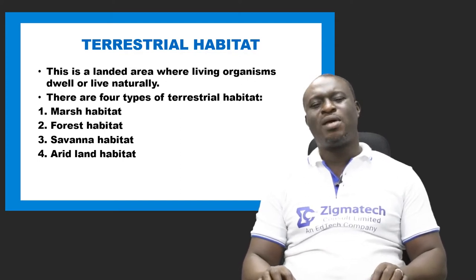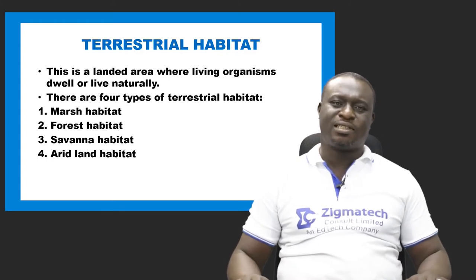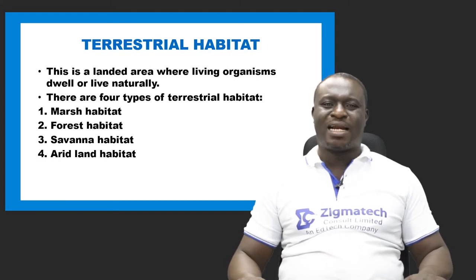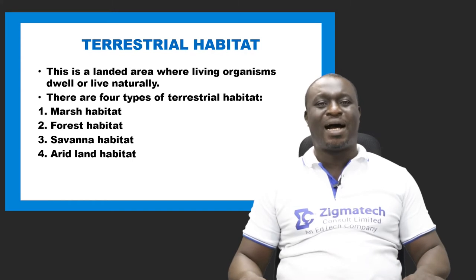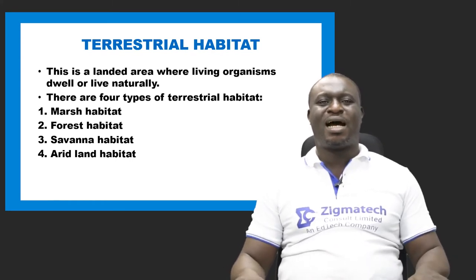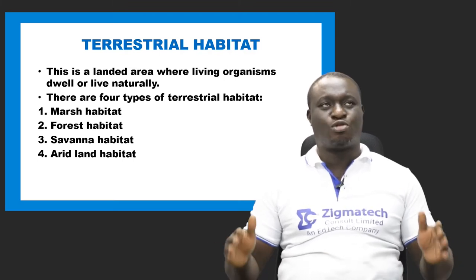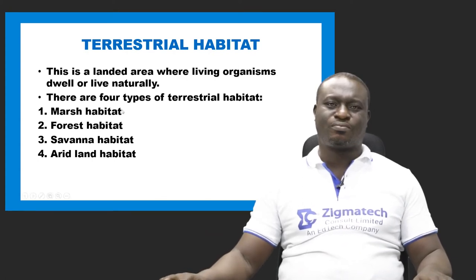Now, there are four main types of terrestrial habitat. We have the marsh habitat, we have the forest habitat, and then we have the savanna habitat. And finally, number four is the arid land habitat. Marsh habitat, forest habitat, savanna habitat, or grassland. Another name for savanna habitat is grassland habitat, and then arid land habitat.